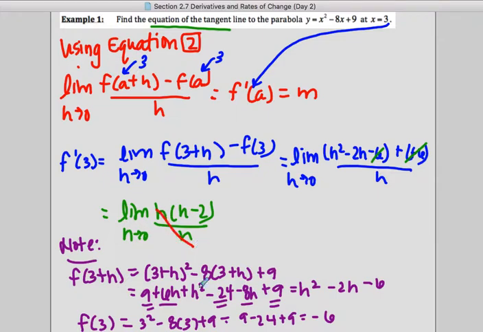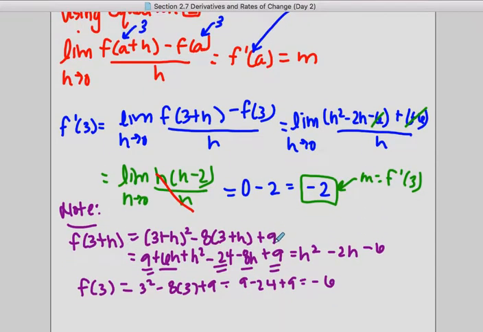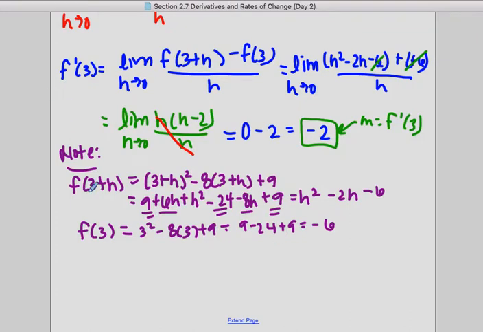Then these h's will cancel. And now I can go ahead and plug in 0 for h. I'd have 0 minus 2, which gives me negative 2. Okay. So this is telling me that my slope or derivative when x is 3 is negative 2. So now I have my slope using equation 2, and now I'm going to find the equation of my tangent line.